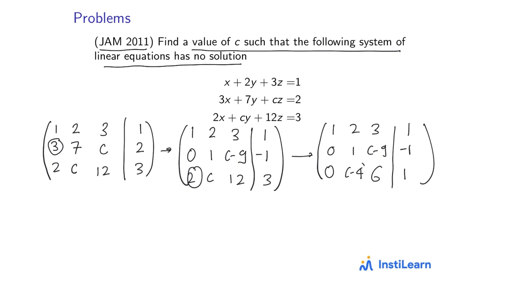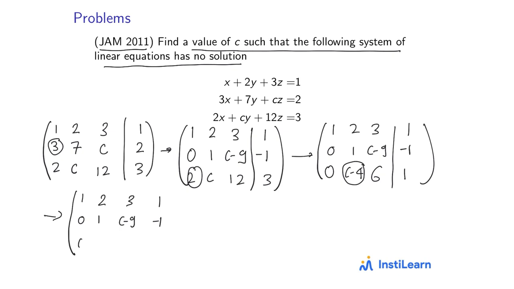Okay, now I'll try to create a 0 here. So then I'll use the second row. I'll multiply second row by c minus 4 and subtract from the third. So I'll get 1, 2, 3, 1, and 0, 1, c minus 9, minus 1.